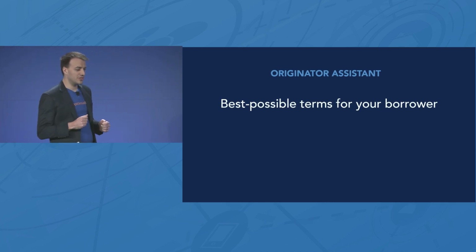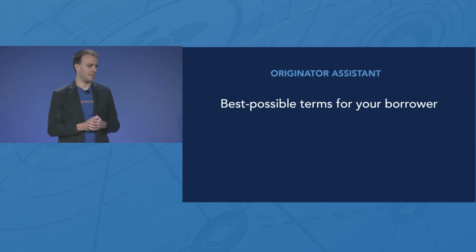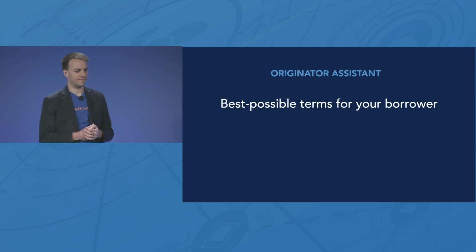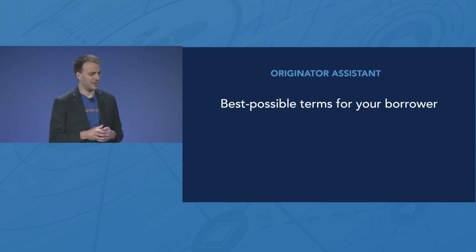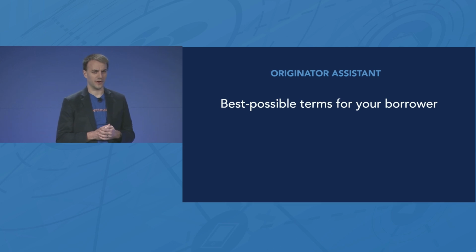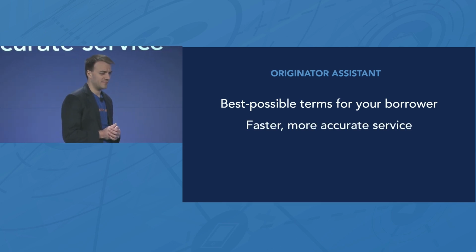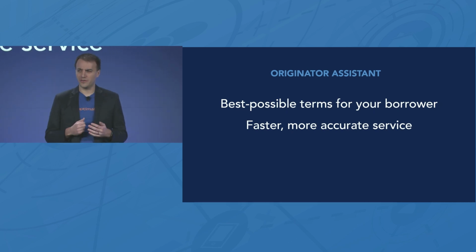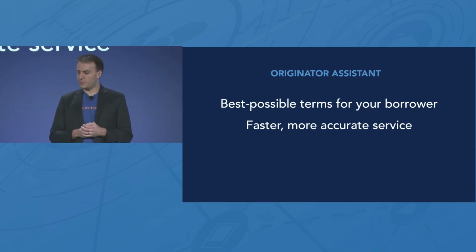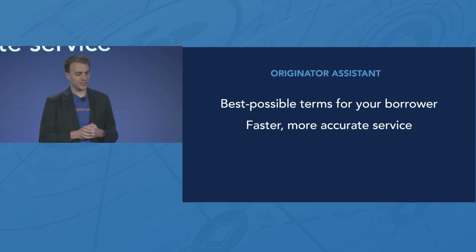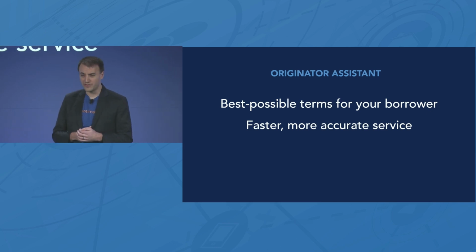First, Originator Assistant can help borrowers find better terms without having to rely on their own, sometimes limited product and pricing knowledge. Now, these opportunities are automatically served up for the originator, saving time and ensuring the best possible terms for the borrower. Second, it streamlines the process. Instead of manually adjusting loan scenario data points, the new pricing is automatically served up for the user, making the process more efficient and accurate.